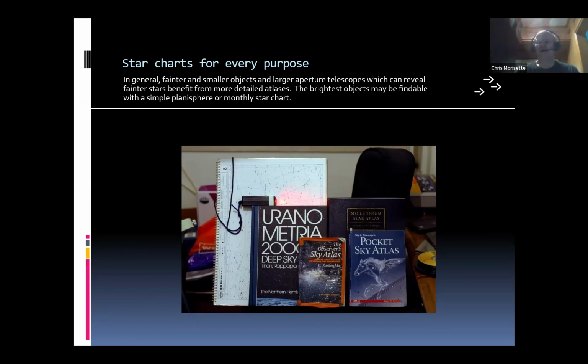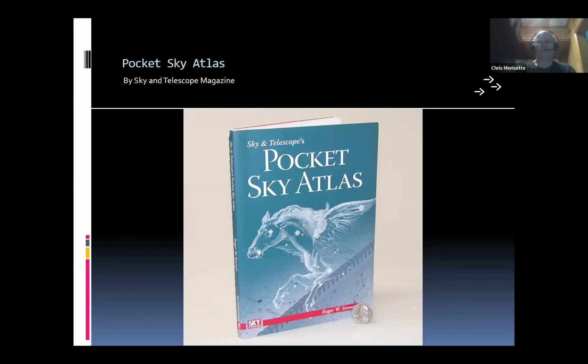When I first started out, I got Turning Left at Orion, which was a good reference, but I really didn't appreciate it until I stepped back a couple of steps and did some more learning and navigating on my own to really appreciate what those were all about. But they are available, and I just wanted to make you aware of those. Again, the Pocket Sky Atlas is one of the more popular references that are out there.